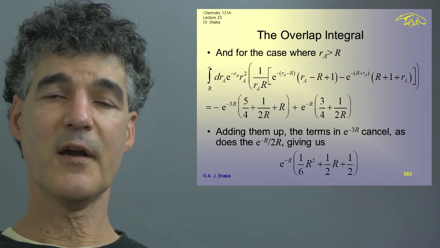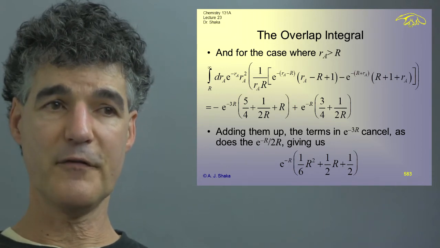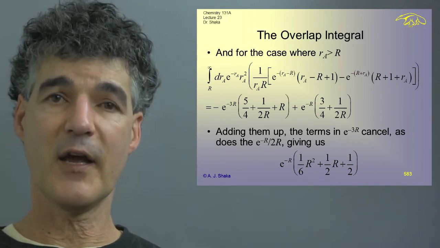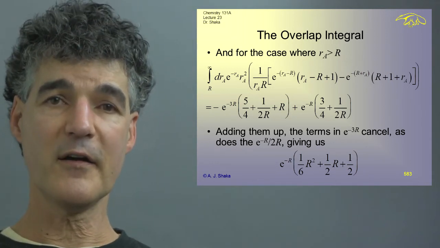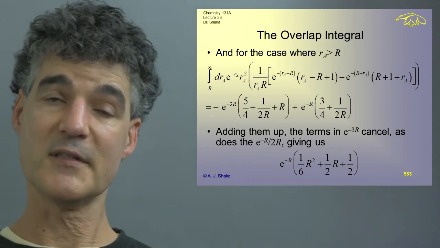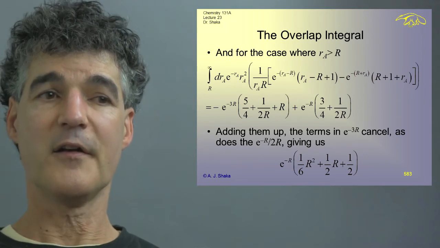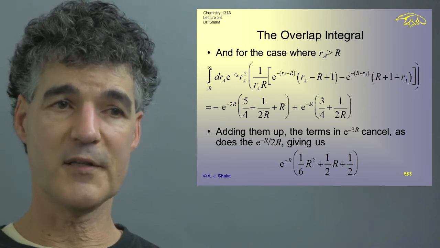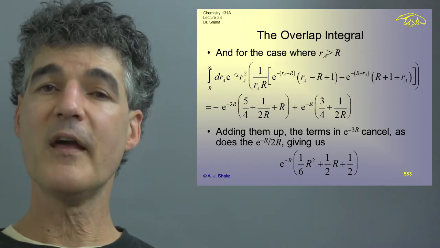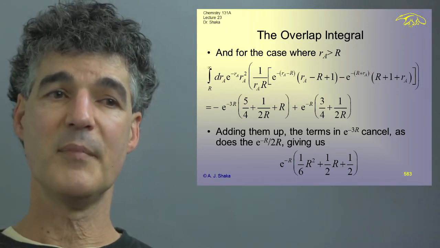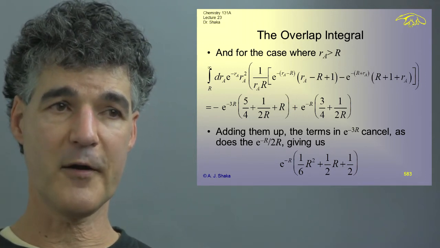Whenever big R is less than R sub A, we get the integral from big R to infinity of the same thing, but the integrand has the various things changing sign. And what we get here, and this often happens, is that things simplify. We get minus e to the minus 3R times the 5/4 plus 1 over 2R plus R. That's the same as the other term, but with a minus sign. And then we get e to the minus big R times 3/4 plus 1 over 2R. So there's some terms left over there.